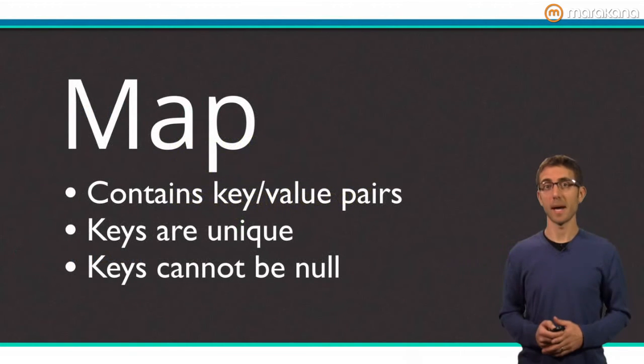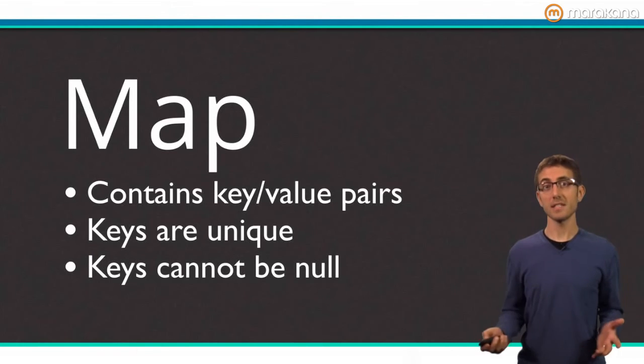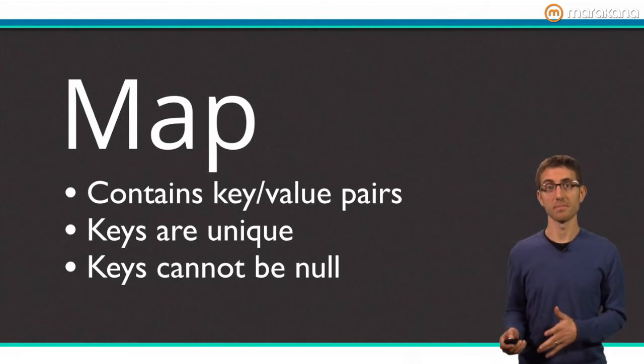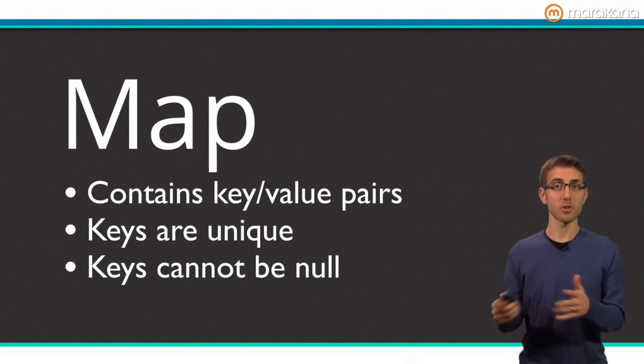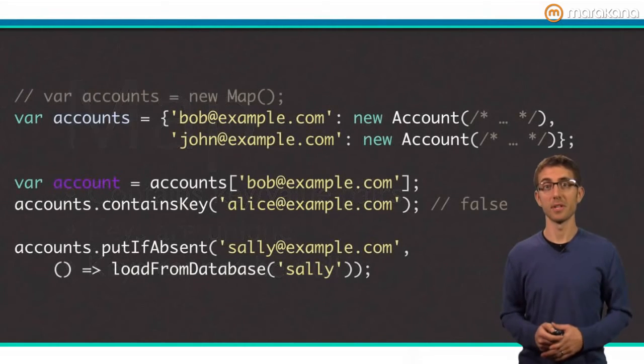Finally, let's look at the map class. Maps, known as dictionaries or hash maps in other languages, contain key-value pairs. Maps associate keys to objects for easy retrieval. They're great for fast access to arbitrary objects if you know the key. Keys must be unique and cannot be null. Here is some example code that uses map.